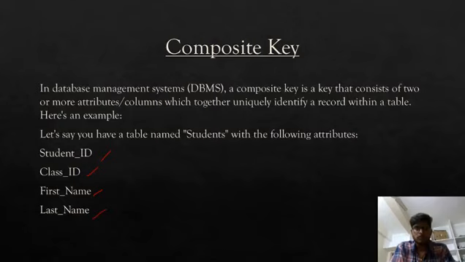So we can say that a composite key consists of unique or non-unique attributes at the same time, or more than one unique attribute at the same time. If an entity consists of more than one unique attribute at the same time, then it would be considered the composite key.